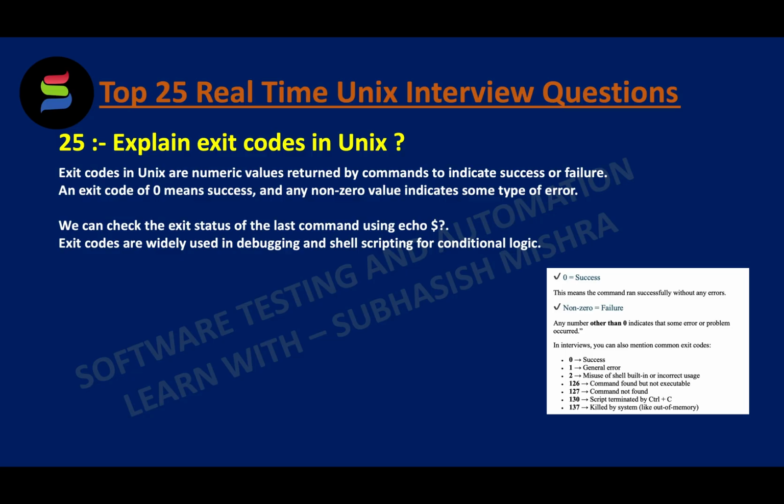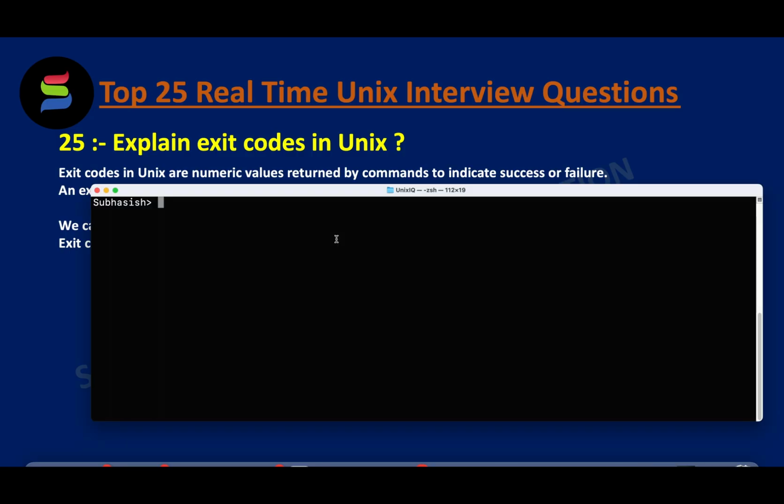These are the different exit codes: 0 is success, 1 is general error, 2 is misuse of shell builtin or incorrect usage, 126 is command found but not executable, 127 is command not found, 130 is script terminated by Ctrl+C, and 137 is killed by system. These codes help developers and admins understand what went wrong. We can check the exit code by doing echo, then dollar and question mark.